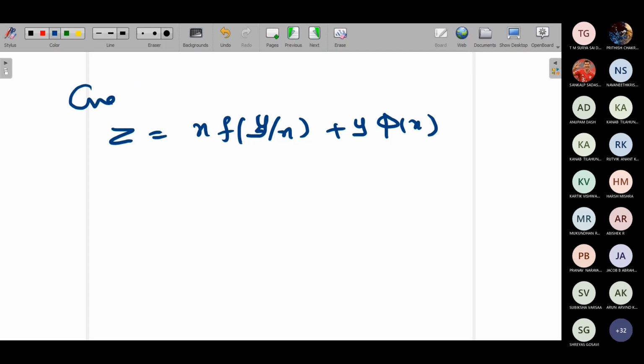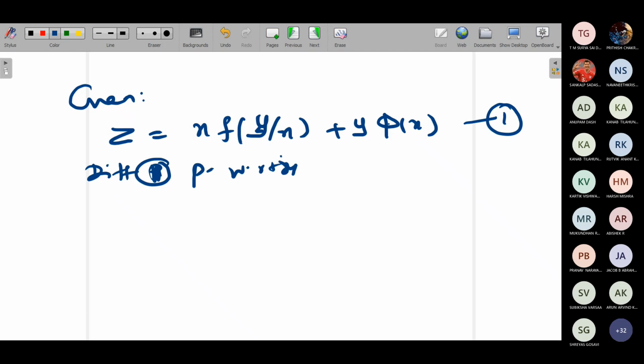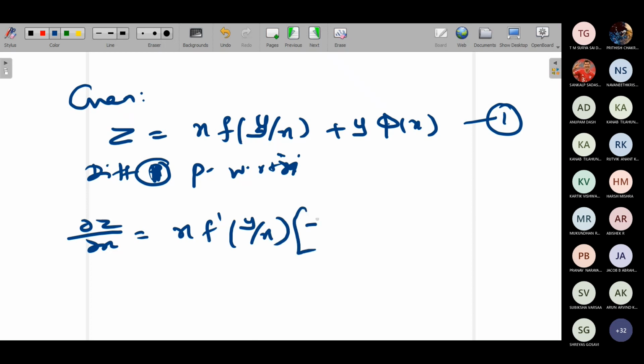So write down what is given. This is your given function. Z is equal to x into f of y by x plus y into pi of x. Take this as equation number 1. Our aim is to eliminate the arbitrary functions f and pi. So differentiate one partially with respect to x. You'll get dou z by dou x is equal to x into f dash of y by x. We are differentiating partially with respect to x, so this will become y minus y by x square. Yes or no?